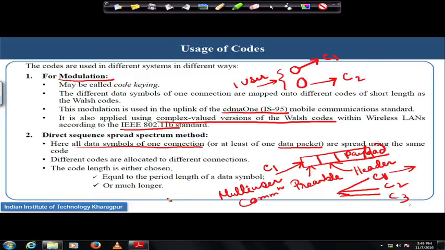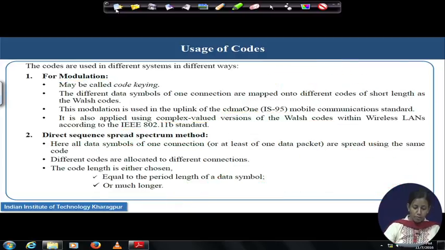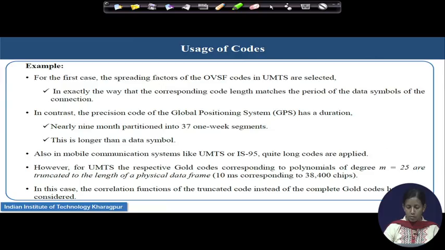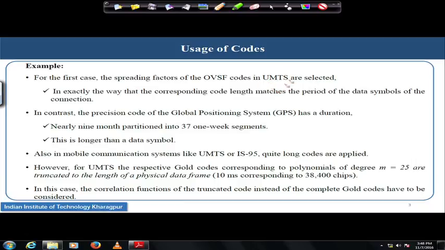Either you choose the period to be the length of a data symbol, or sometimes we choose the length of the code to be much longer than the duration of a data symbol. Where we use which one, the next slide we will learn. For example, the OVSF code, the orthogonal variable spreading factor codes, which we utilized in the UMTS system, Universal Mobile Telecommunication System, the length of the code is exactly the symbol duration.